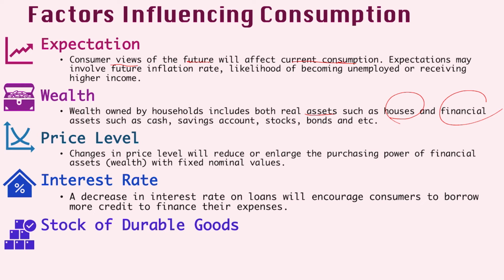Okay, next one is interest rate. A decrease in interest rate on loans will encourage consumers to borrow more credit to finance their expenses. Okay, a decrease in interest rate, so the cost of borrowing becomes lower. So you tend to make more loans to increase your credit and to shop more, to consume more. Okay, that is for interest rate. And the last one, stock of durable goods. These items you can read on your own for more understanding in your textbook.